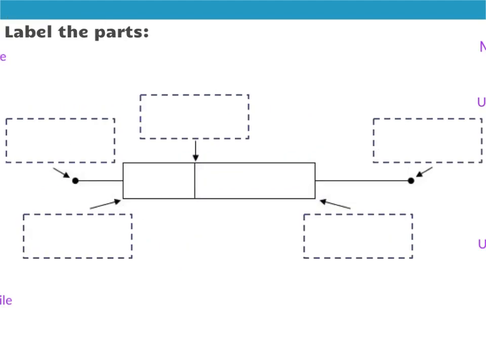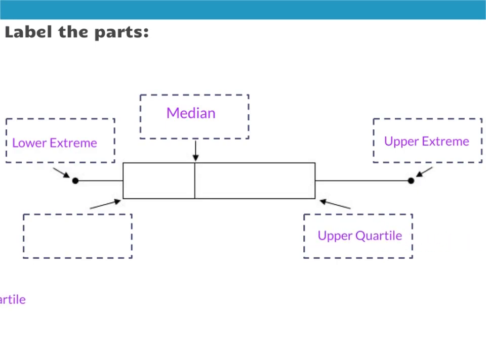So looking at our box plot here, we're going to label all of the parts. We're going to start with that part in the middle. That line in the middle of the box is going to represent our median. Then looking at the far side, that dot all the way on the end is going to be our upper extreme. The dot on the other side will be the lower extreme. Then we're going to have to label our quartiles. The one at the edge of the box towards the top is going to be our upper quartile, and the one at the edge of the box on the other side is going to be our lower quartile. So now that we've labeled all the parts of our box plot, let's go ahead and make one.